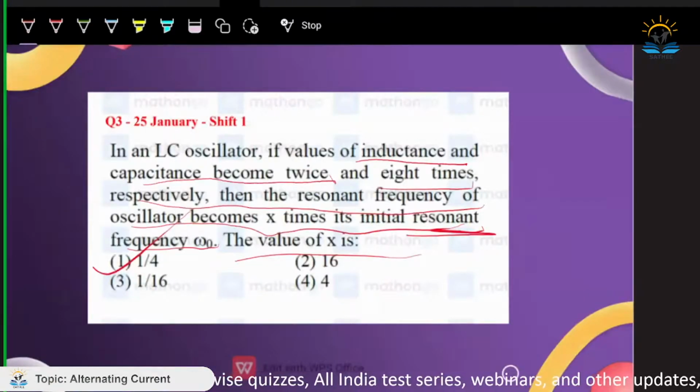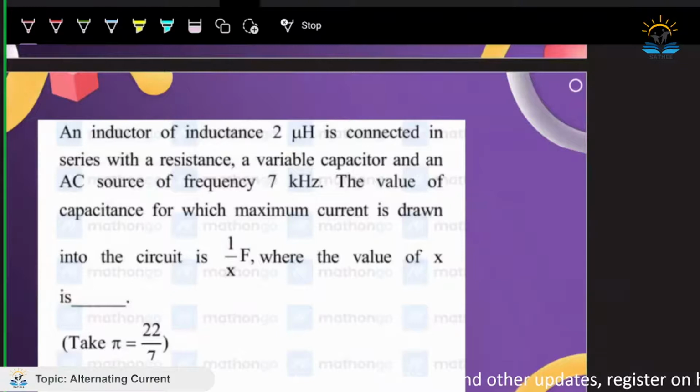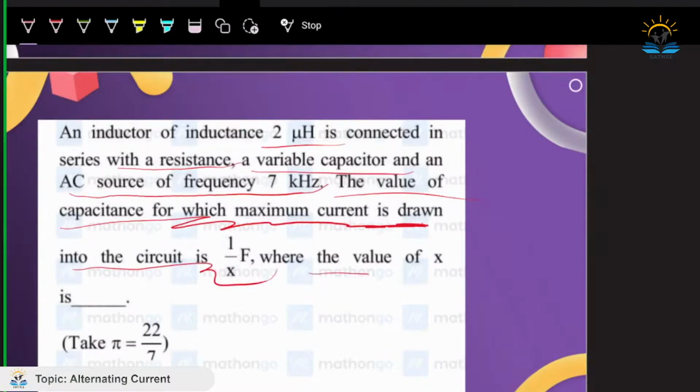Okay. This is our last question. An inductor of inductance 2 microhenries is connected in series with a resistance, a variable capacitor, and an AC source of frequency 7 kilohertz. The value of capacitance for which maximum current is drawn into the circuit is 1 by x farad. What is the value of x?